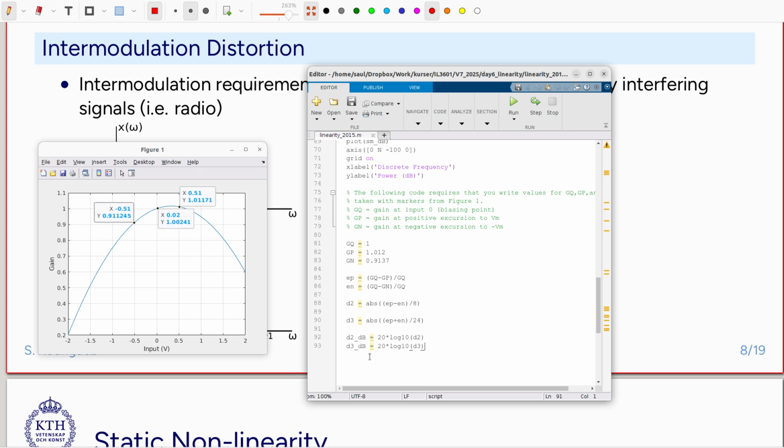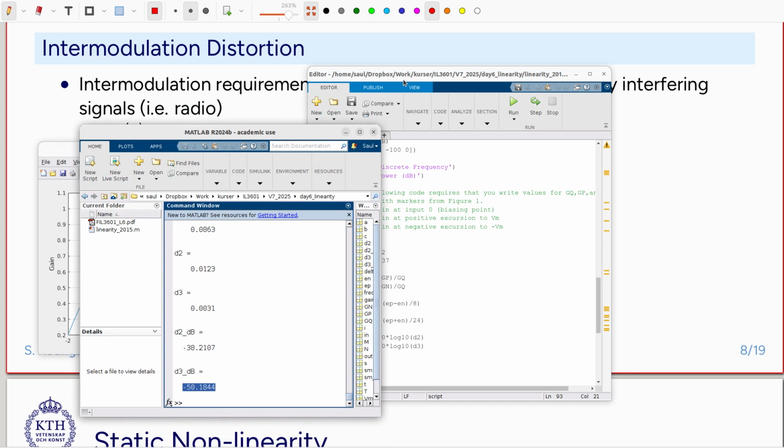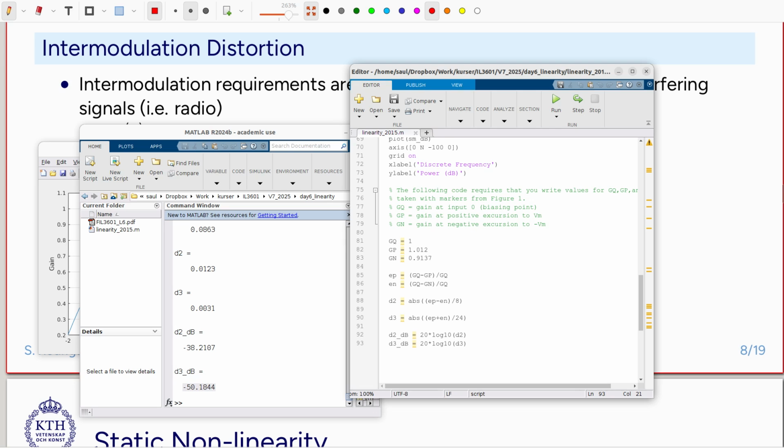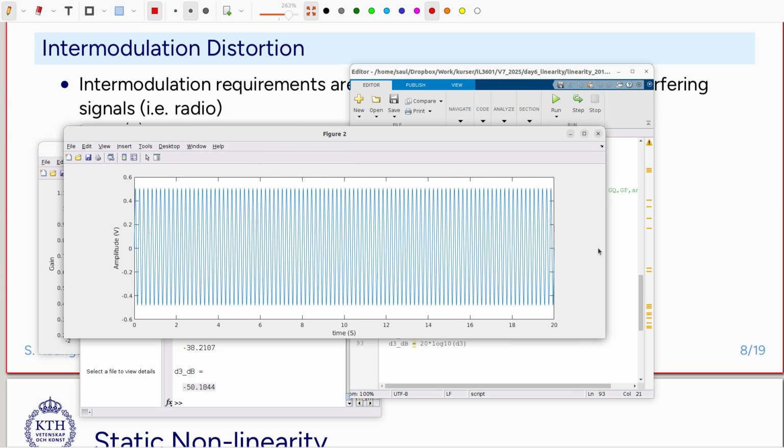Then I put these in decibels, and the result of that simulation gives me the following distortions. The second order will be at minus 38 dB and the third order at minus 50 dB. That is what is predicted by those equations. Now at the same time I simulate this signal over some long time, and I will extract the spectrum of this signal.